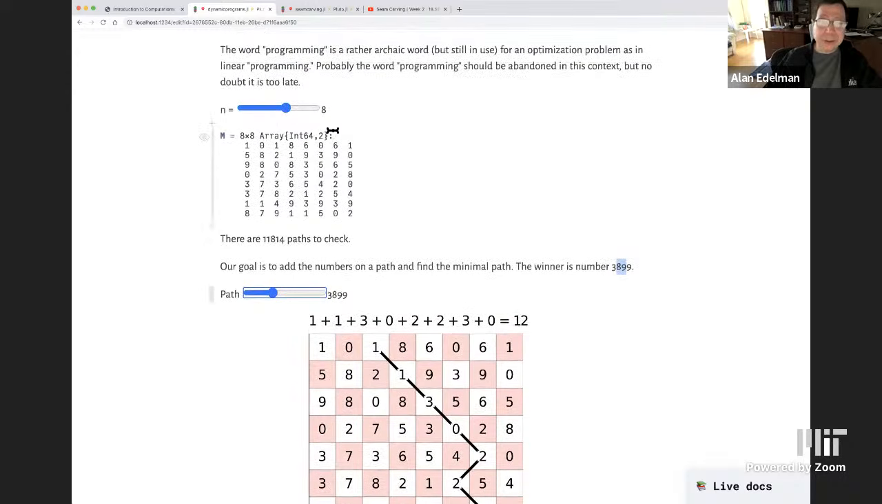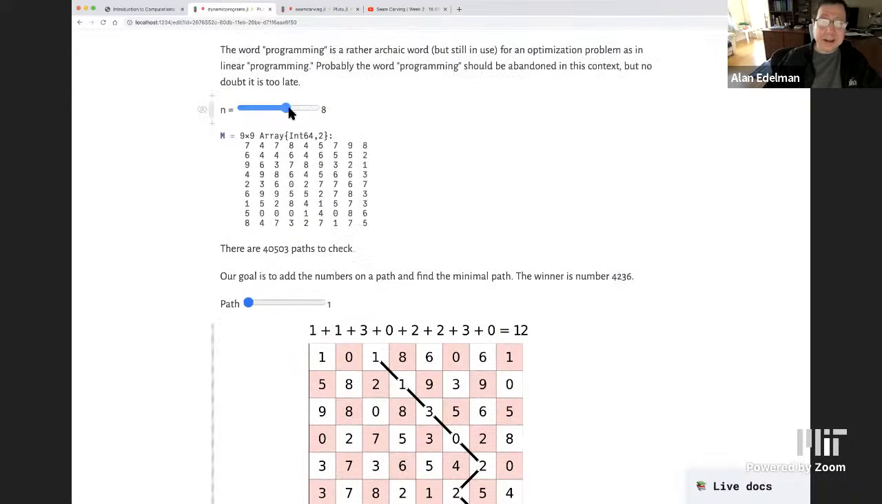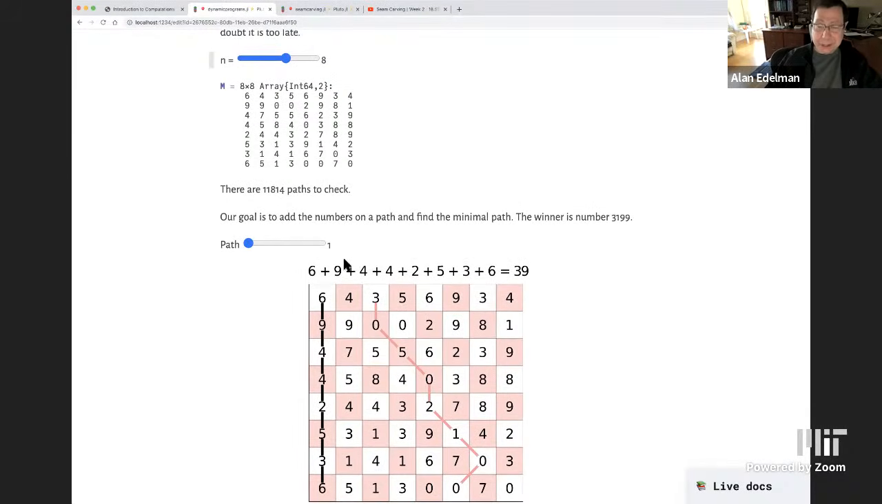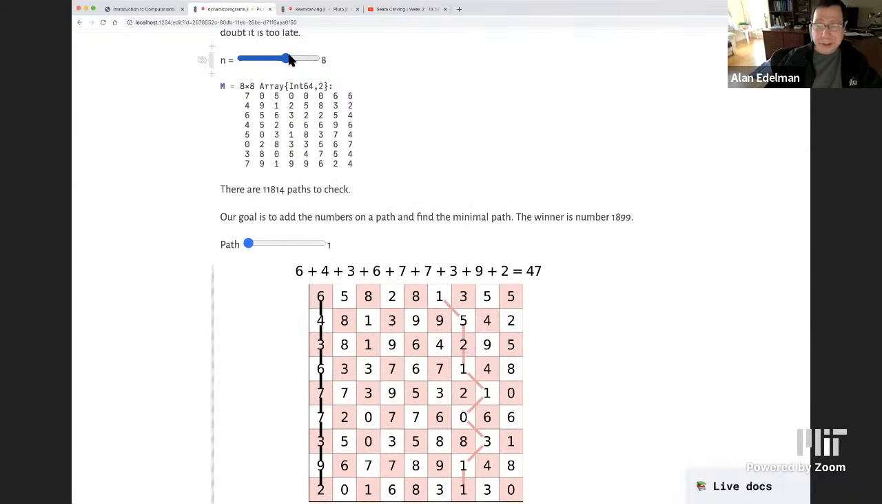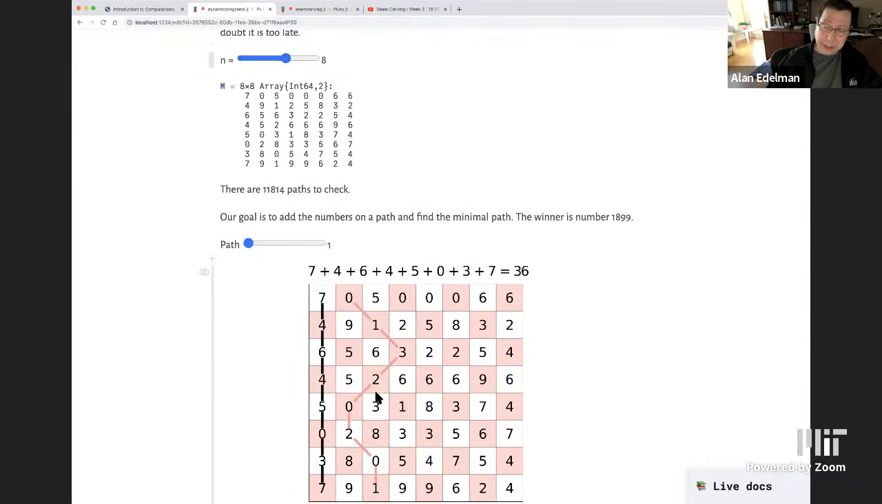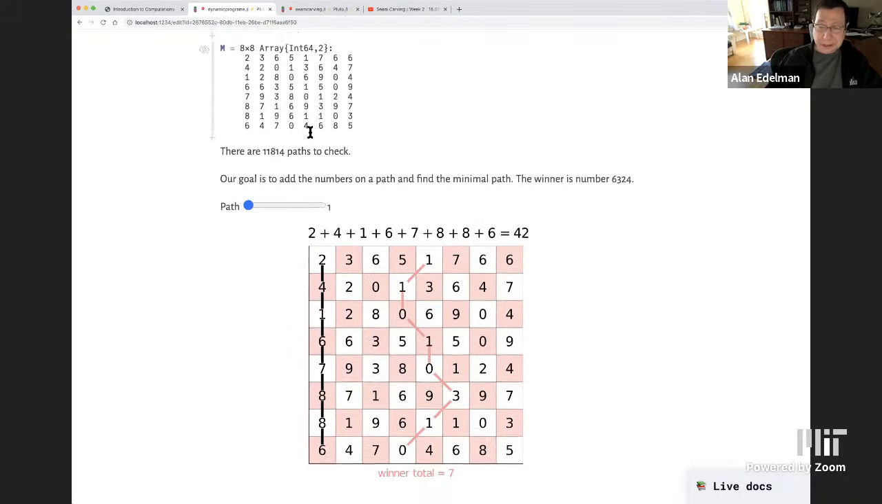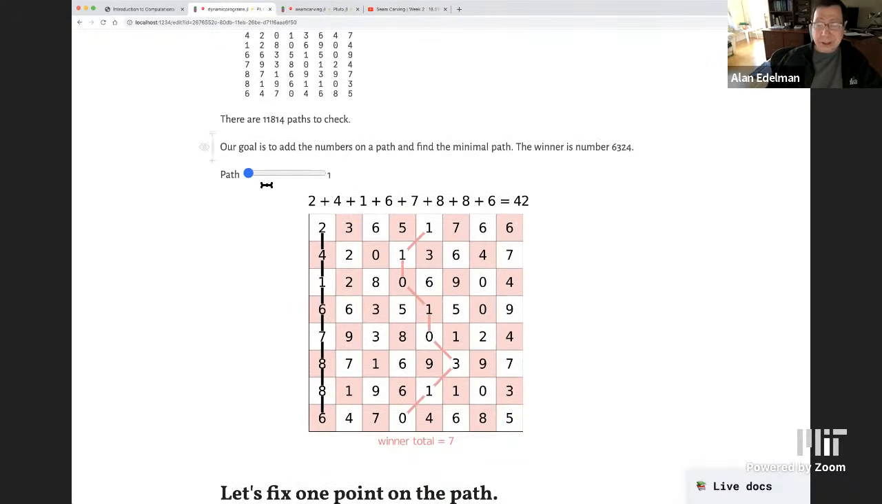Of course, if I run this again, I could get another 8x8 board, and you see the pattern is completely different. Here the minimum is 39, and it's this path. Or I could generate another board, and this time the path goes this way, and it's 36. So these are the different paths. I can generate a new board each time just by sliding that slider. The goal is to find the minimum.